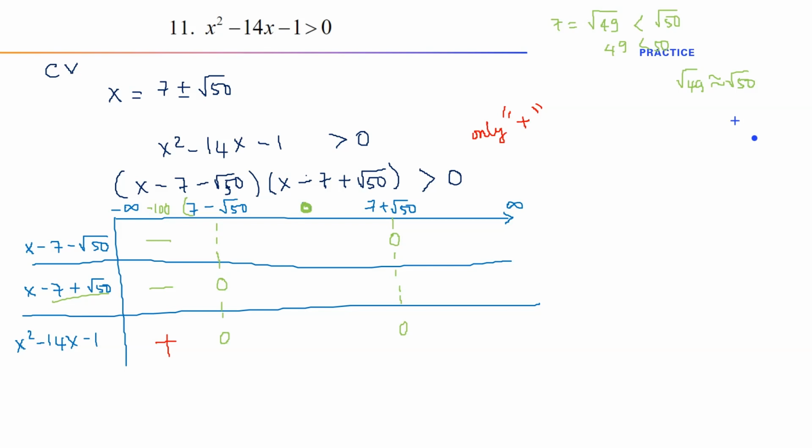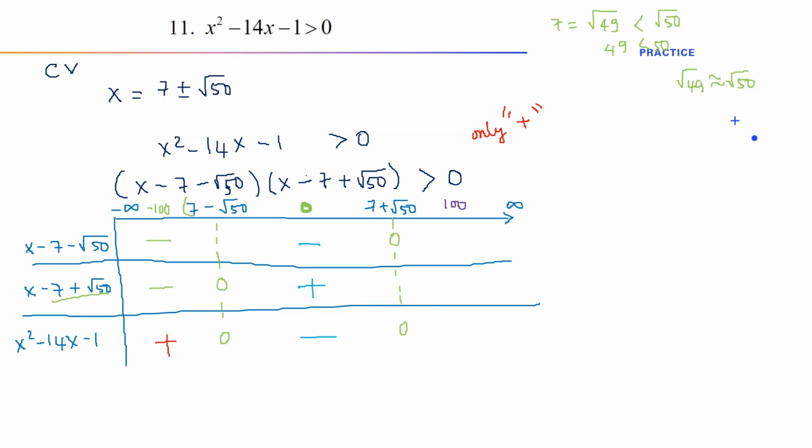Alright, for the 0 right here, when we plug in, we have negative 7 minus square root of 50, which is a negative number as well, so we have more negative. Negative 7, and that will make it positive. Remember, 7 is smaller than square root of 50. So when you have square root of 50, subtract 7, you will have a positive number. So that one will be negative. And then for the last one, I will choose 100.